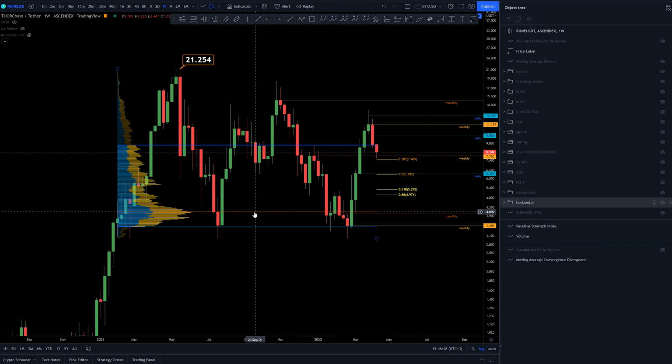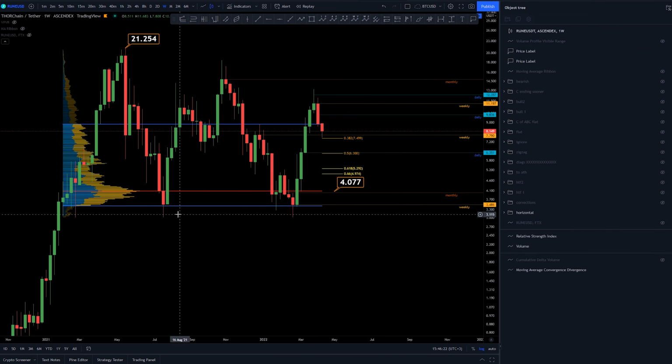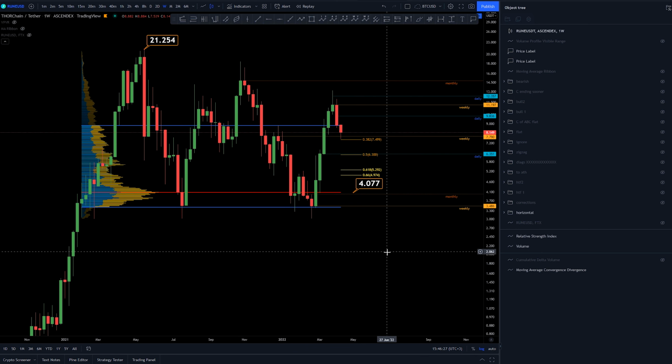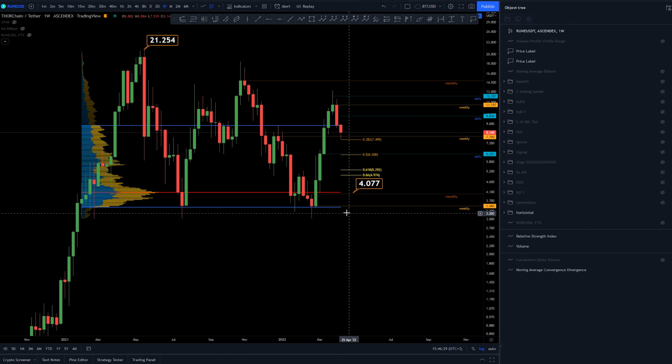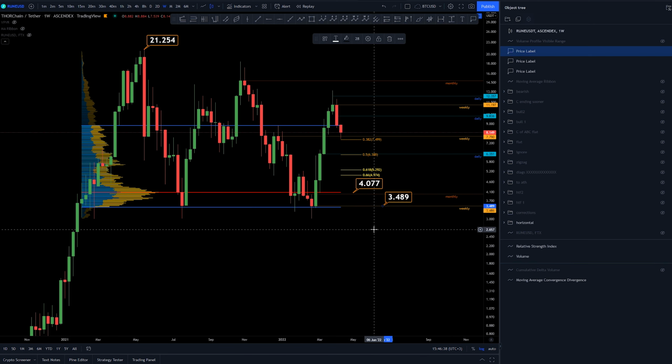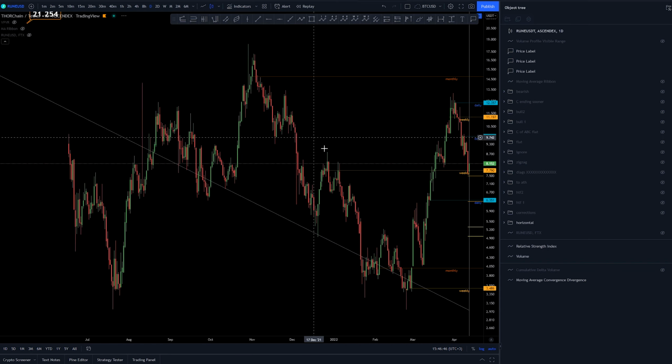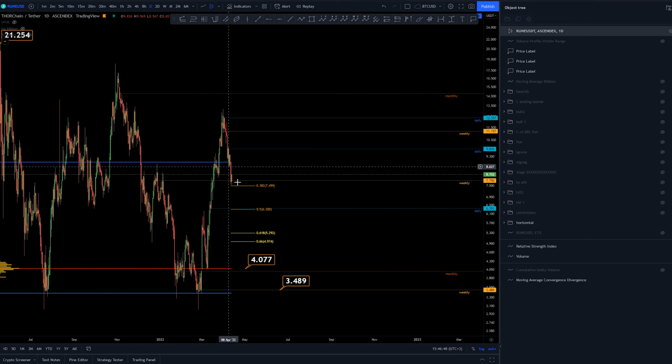The point of control here around $4, giving us the highest volume of this range, lines up really well with the current monthly, and just below it with the value area low of this range we have the weekly at around $3.50, providing another support area. Closest support areas, let's go back to daily and have a look.